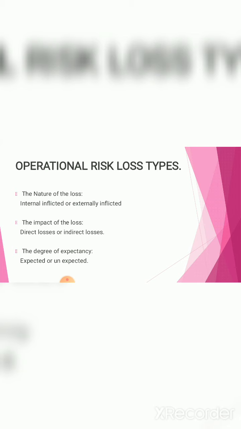Operational risk loss types. What are the operational risk loss types? Number first, the nature of the loss. It means internally inflicted or externally inflicted. The impact of the loss, direct losses or indirect losses. The degree of expectancy, expected or unexpected.